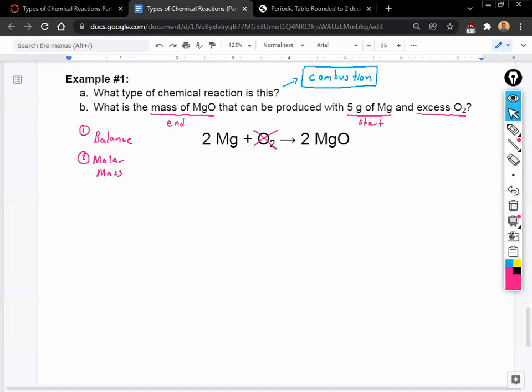Take about 40 seconds. Find the molar mass of those 2 important chemicals.